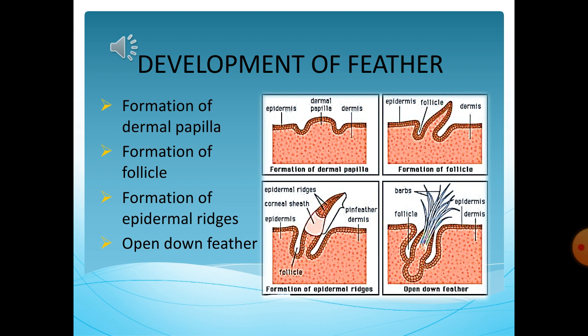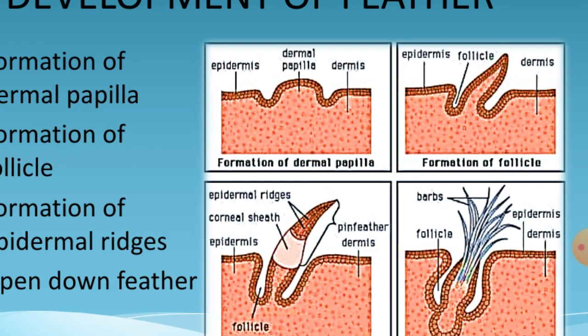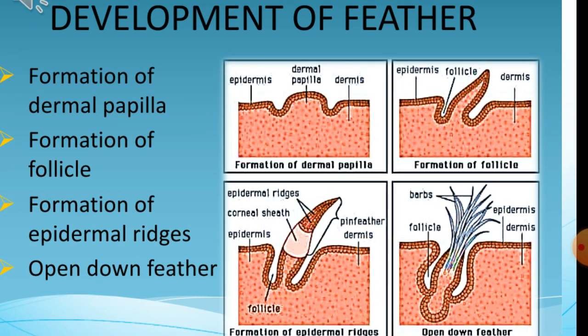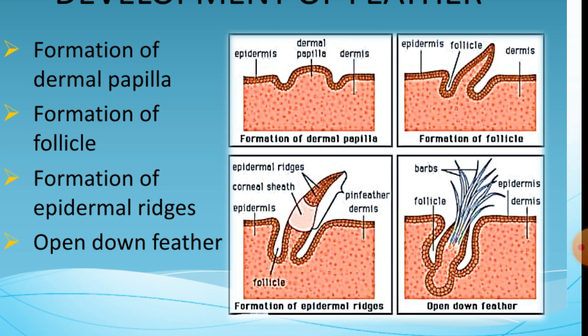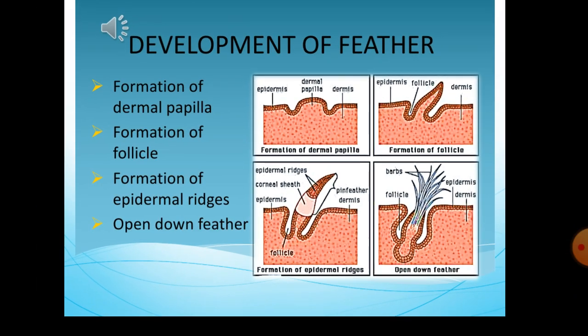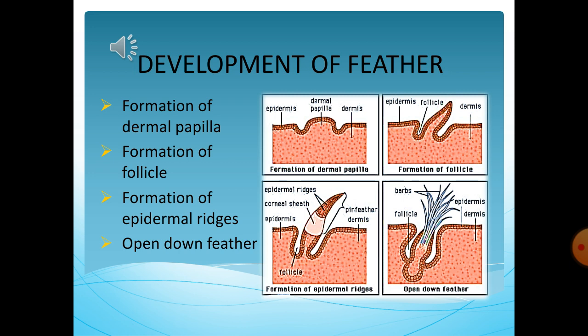These invaginations are called follicles. Follicles are epidermis-lined sheaths where feathers arise and remain attached. When the dermal papilla elongates, epidermal ridges are formed around the dermal papilla, which is designated to pin feathers. Pin feathers are covered by specialized tissue called corneal sheaths. These corneal sheaths break down when epidermal ridges convert into barbs. When feathers are fully elongated and fully developed, the connection of blood vessels stops and the pulp cavity is blocked.